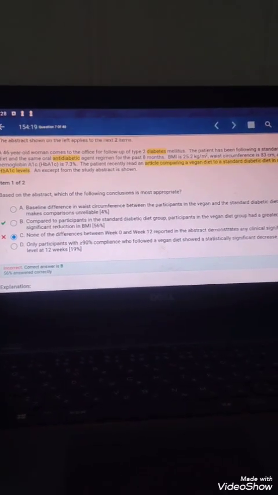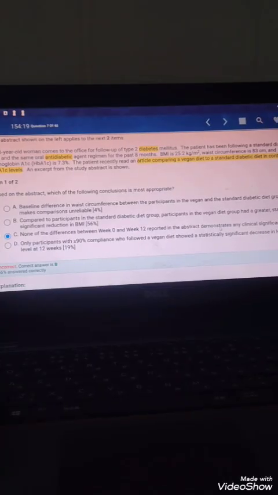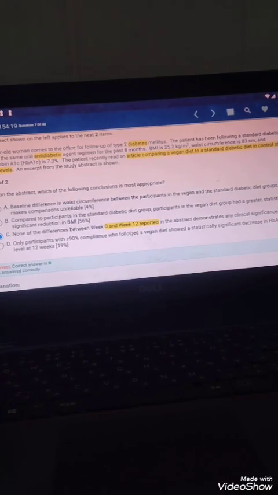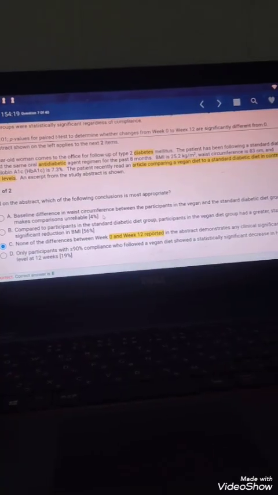None of the participants reported later demonstrate any clinical significance. Why did I choose this? Because I thought that 0 and 12 weeks are too short a time to determine the efficacy of a test. So this was a wrong approach that I followed. You have to rely on the table and the results you have been given. Whatever the test is, whatever the time period is, just follow the statistics they have given you, and what they are asking.